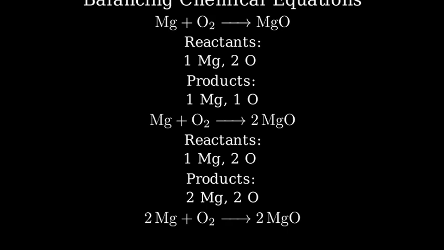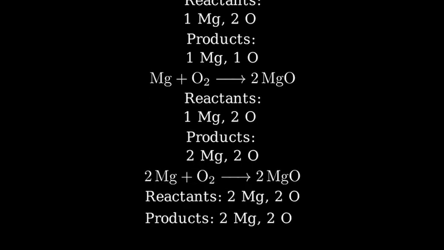Let's verify the atom balance one last time. On both sides of the equation, we now have two magnesium atoms and two oxygen atoms. The equation is balanced. Now, let's visualize this balanced equation with a diagram.